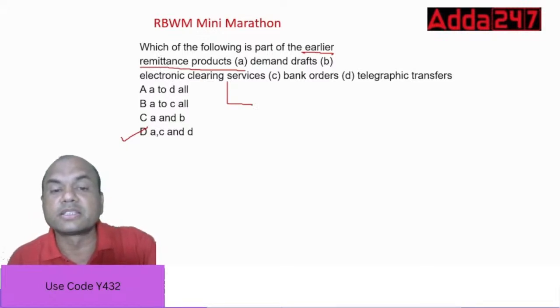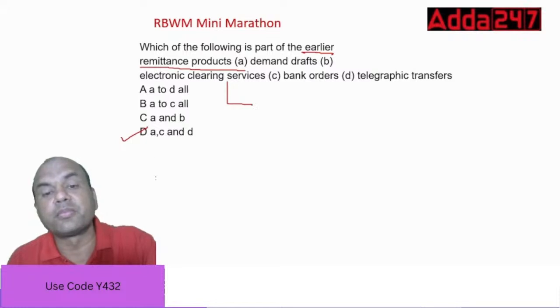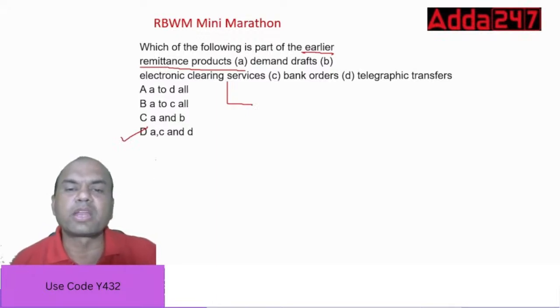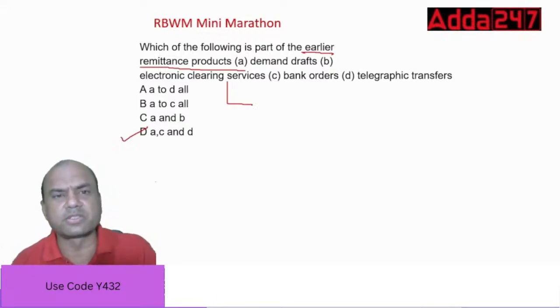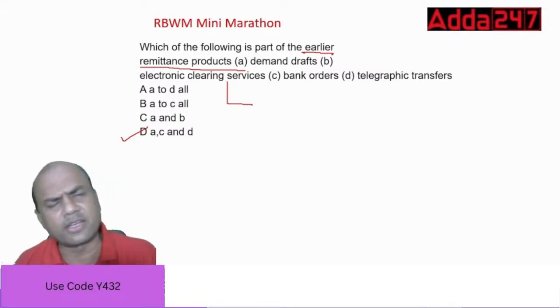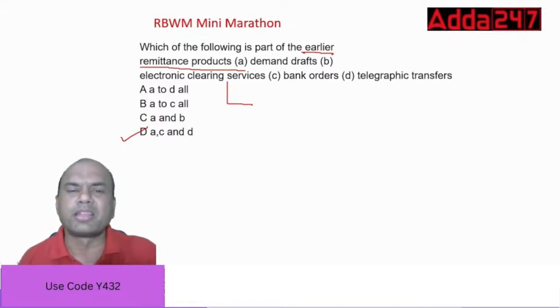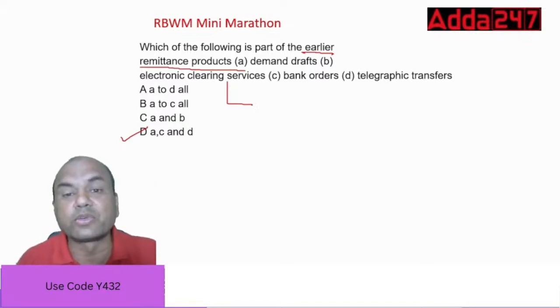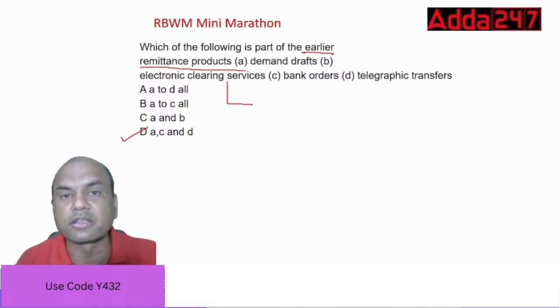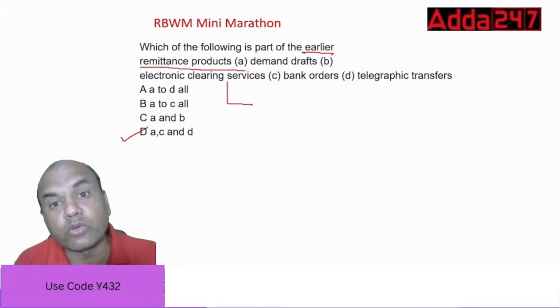This is demand draft. Then bank orders. Bank orders and demand draft mean roughly one and the same thing. What is the difference between pay order and demand draft? No difference, only that a pay order is given within the same city and a demand draft is given outside the city, right? But nowadays, many of the bankers who joined in the last year will not even know what a demand draft is.